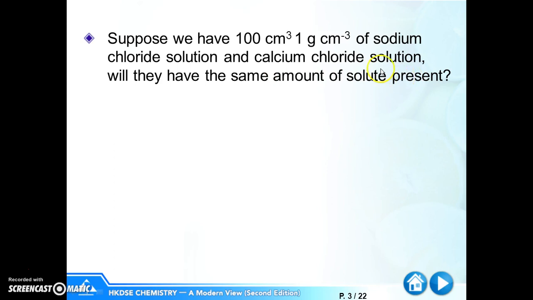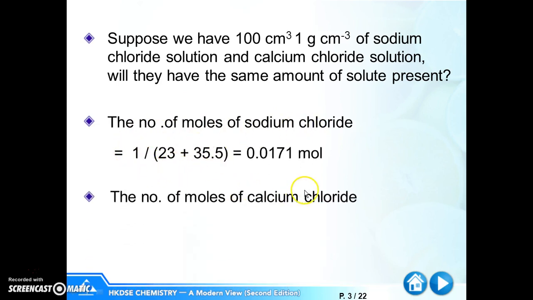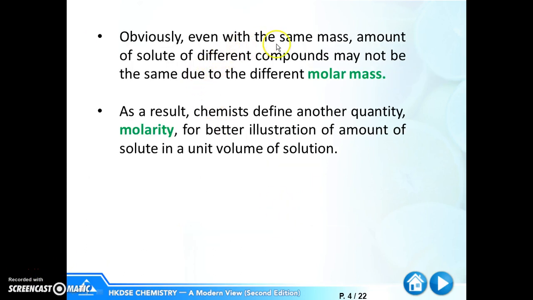We can change the grams to the number of moles by using the mass divided by the molar mass. So the number of moles of sodium chloride can be found with this equation. Then the number of moles of calcium chloride can be found with this equation as well. Obviously these two numbers are different, and that means even with the same mass, the amounts of solutes of different compounds may not be the same due to the different molar masses.